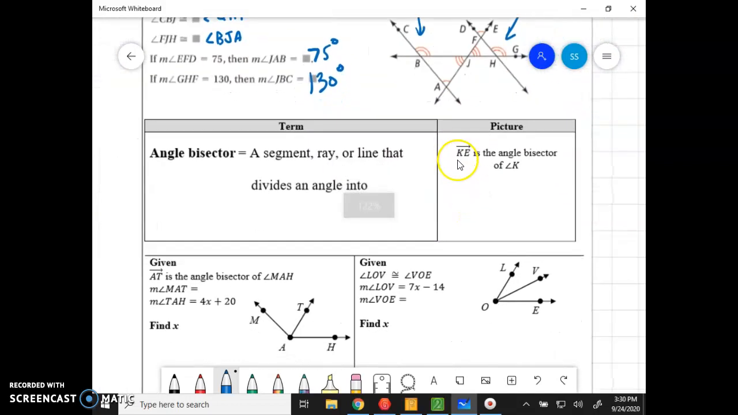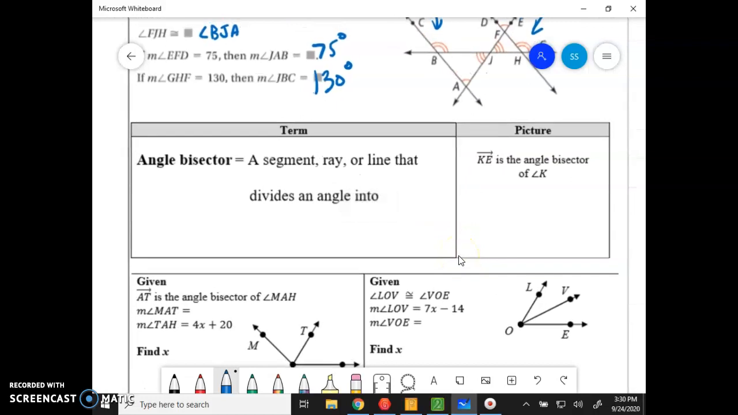Whoops, there we go. Angle bisector. An angle bisector is a segment, ray, or line that divides an angle into two congruent angles. Okay, so let's draw a picture of this. It says ray KE, because of the marking on top, right? We've got no arrow on this side, but an arrow on one side. So that is ray KE, the angle bisector of angle K.